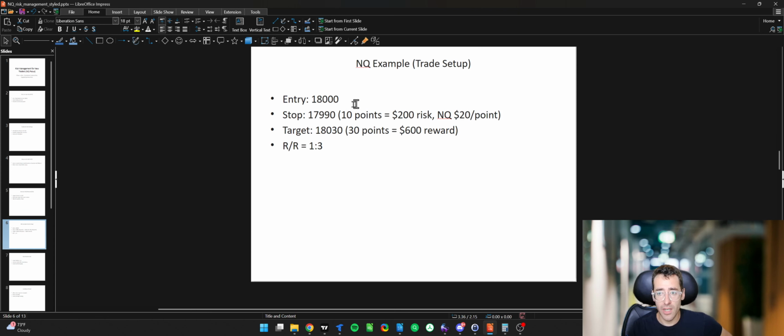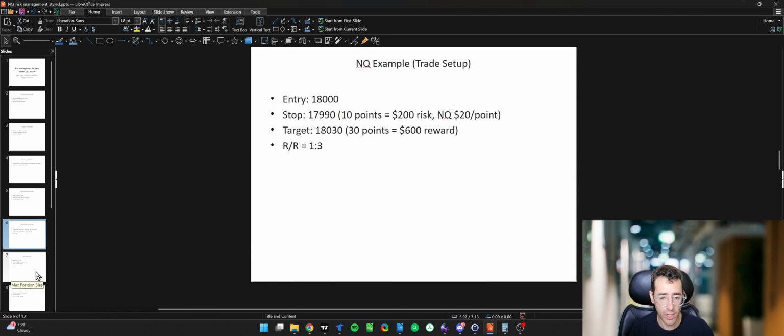Okay, so this is an example of NQ. This is trading NQ, not MNQ. So here's a good example. 1800. If your stop is 17,990, that's 10 points. That's $200 of risk with $20 a point on NQ. Your target's 18,030. That's 30 points for $600 reward. That's a 1-to-3 RR. Okay, that's a good trade. That's a good trade.